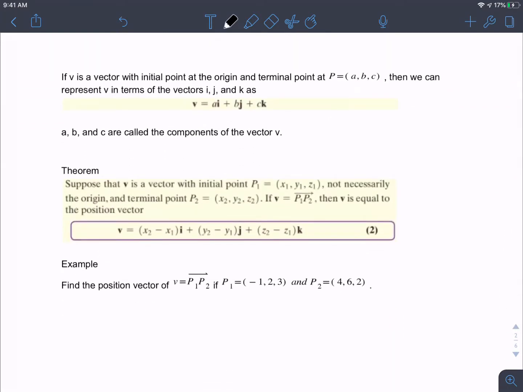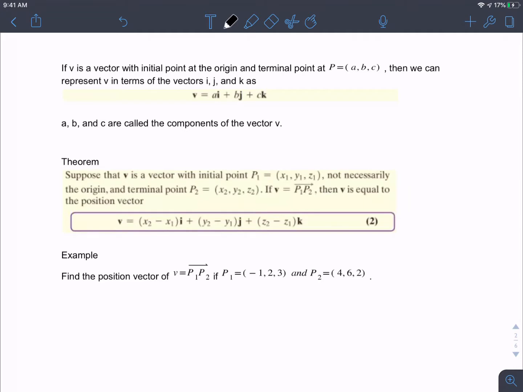Another way to write vectors: you've seen vectors written with this kind of notation, where we have a, b, and c. Now what we're using is i, j, and k, and i, j, and k are vectors where i is in the x direction, j is in the y direction, and k is in the z direction. So it's just another way of writing those. And this is how we do it.